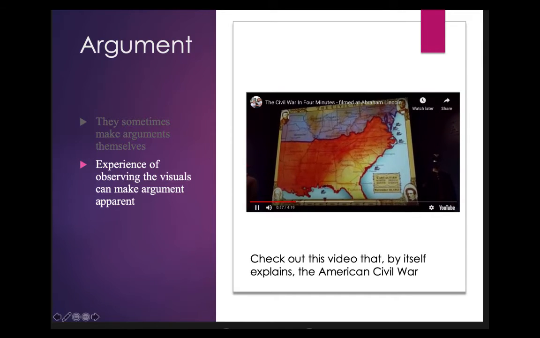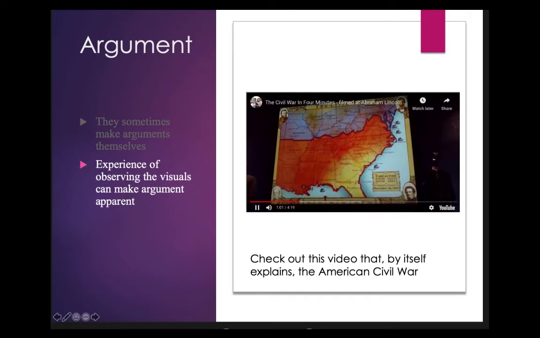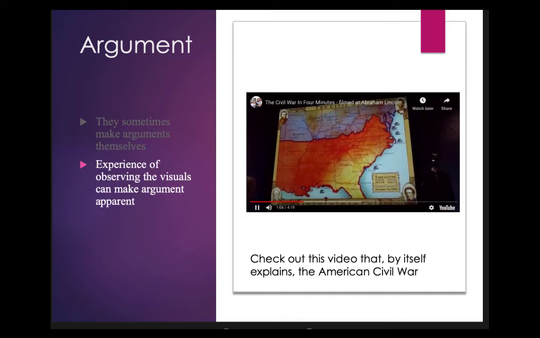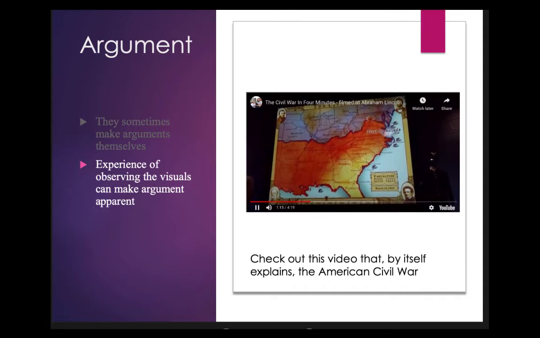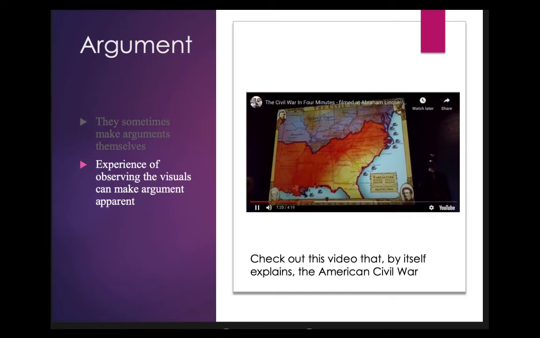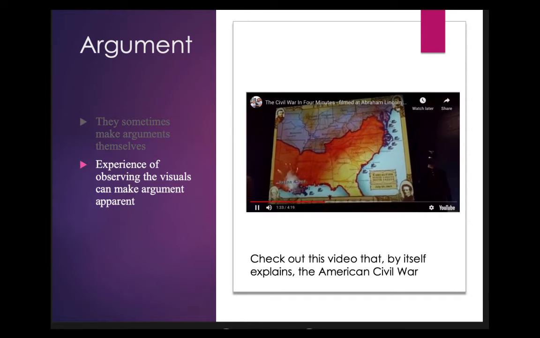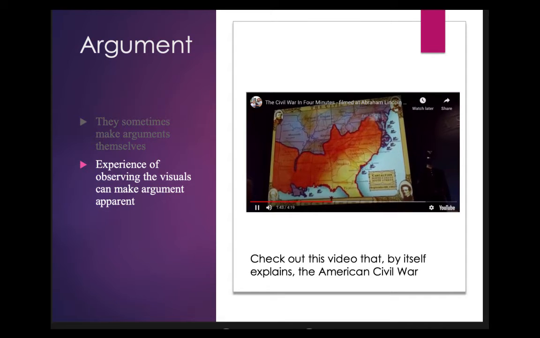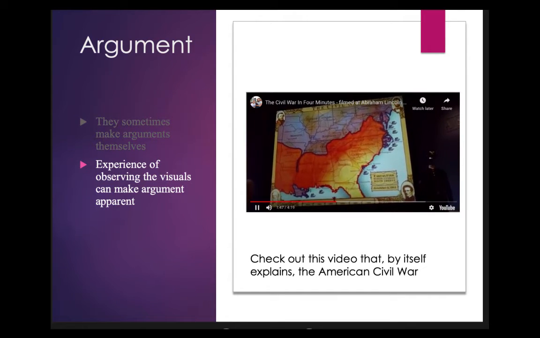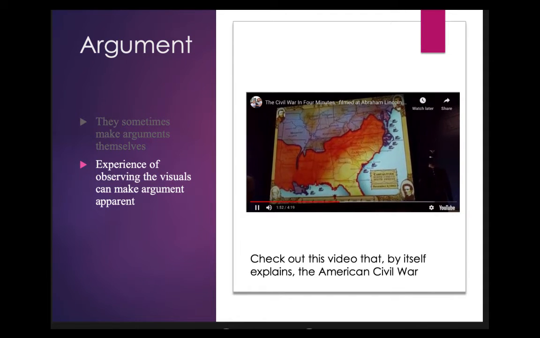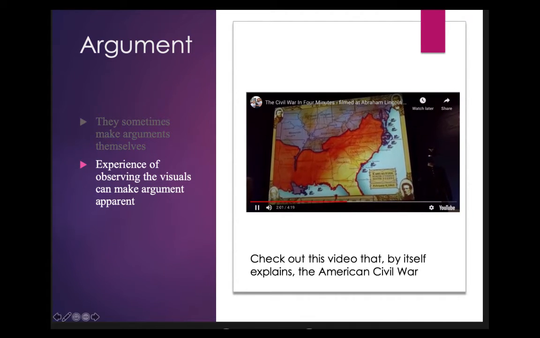Are you watching the casualty number right here change? Watch how the South is rising into the Northern Territories. I'm going to speed it up a little bit so you can see.